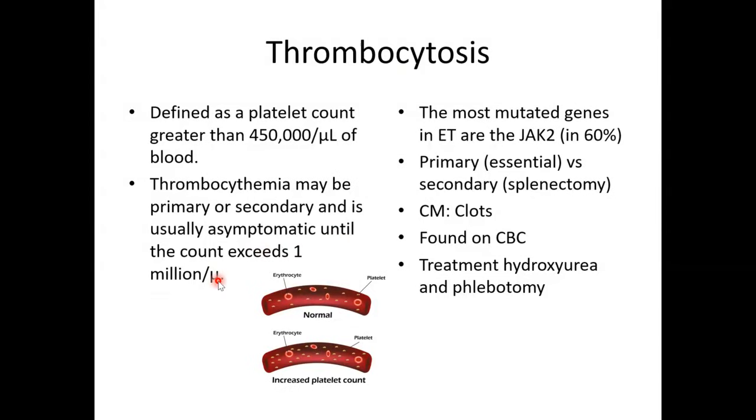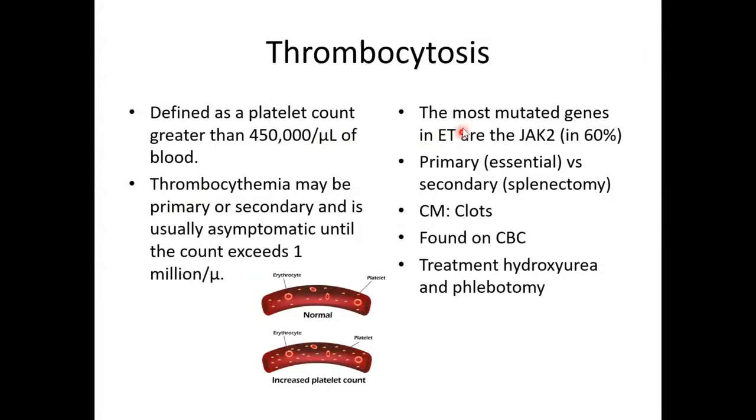Okay. So we have a primary thrombocytosis, which is called essential thrombocythemia. When somebody has essential, or primary, thrombocythemia, ET, it's a defect in the bone marrow and too many platelets get produced. So they just have too many platelet cells.